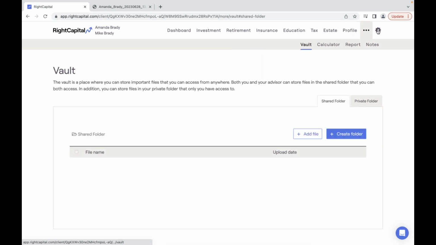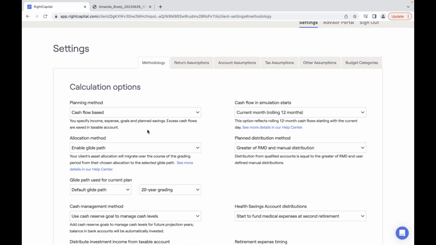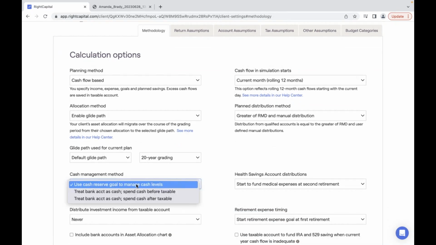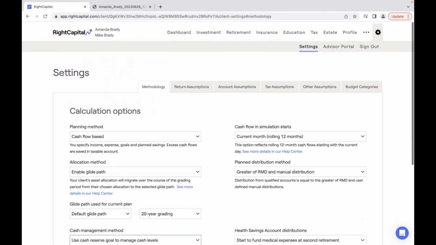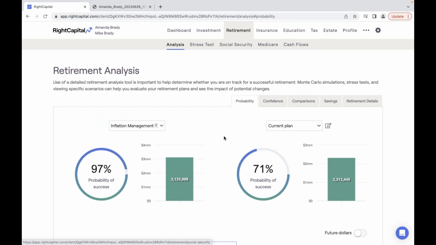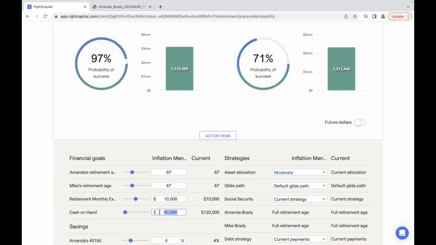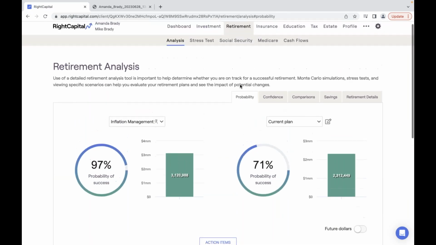But to turn that on, it's as simple as visiting your settings in the gear icon settings and choosing within the methodology area that you'd like to use a cash reserve goal to manage cash levels instead of just automatically treating bank accounts as cash. But again, the value in this is that I can then very easily toggle the dollar value around to show different implications for reinvestment strategies. So by changing this from 120,000 into 60,000 in cash, that's immediately reinvesting $60,000 into the asset allocation that I choose. So certainly worth mentioning there, and thanks for bringing that question up. I think that's a good one.